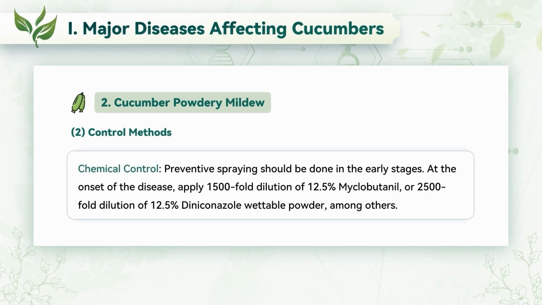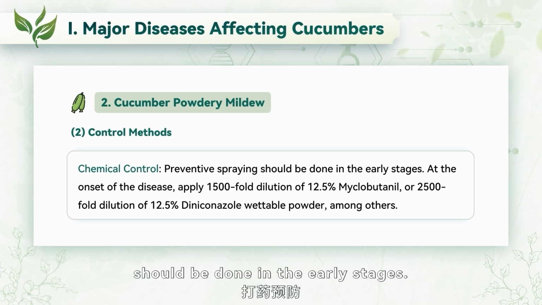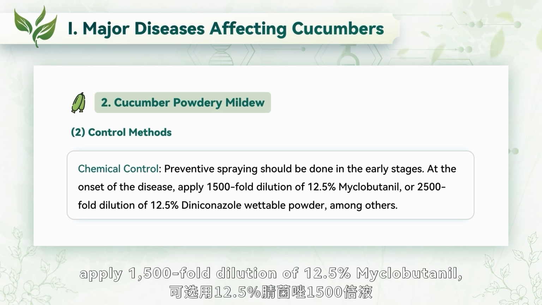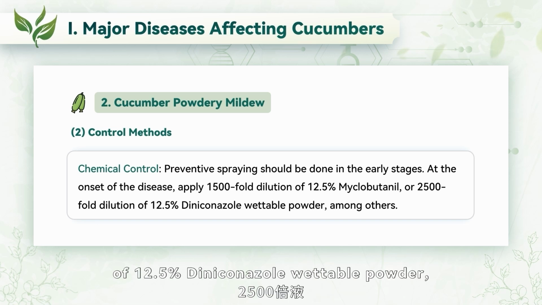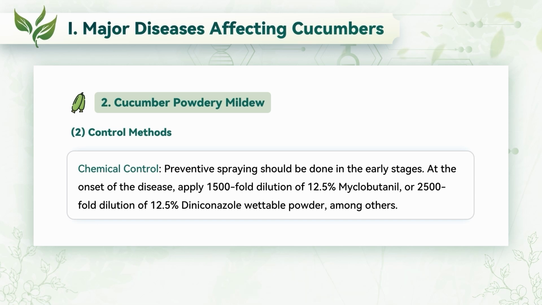Chemical control. Preventive spraying should be done in the early stages. At the onset of the disease, apply 1,500-fold dilution of 12.5% myclobutanol or 2,500-fold dilution of 12.5% diniconazole wettable powder, among others.